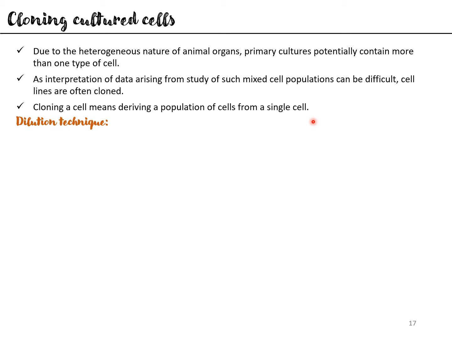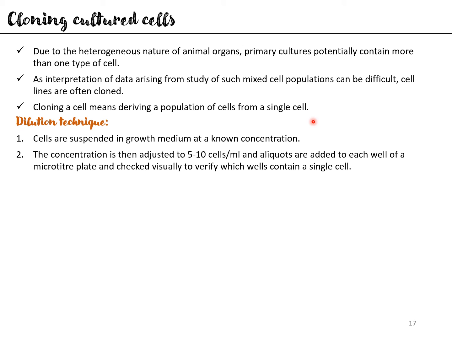So how can you do it? The first way of doing it is by the dilution technique. In this, what you do, your cells are resuspended in growth medium at a known concentration. The concentration is then adjusted to 5 to 10 cells per ml, and aliquots are added to each well of a microtiter plate. And you then check visually to verify which of these wells contain a single cell.